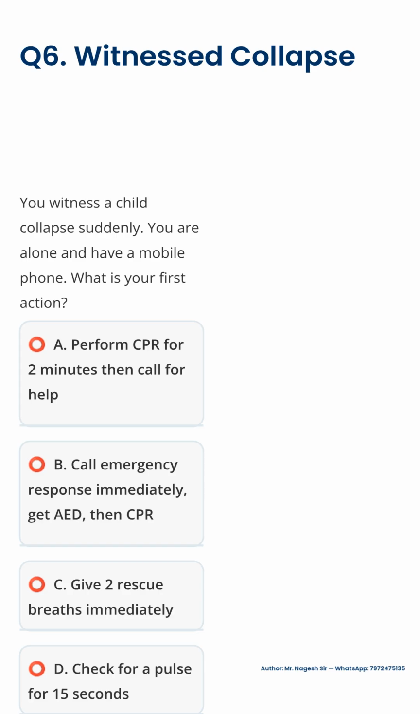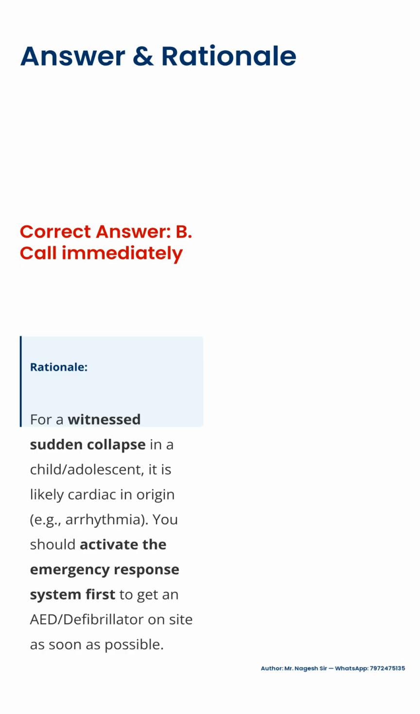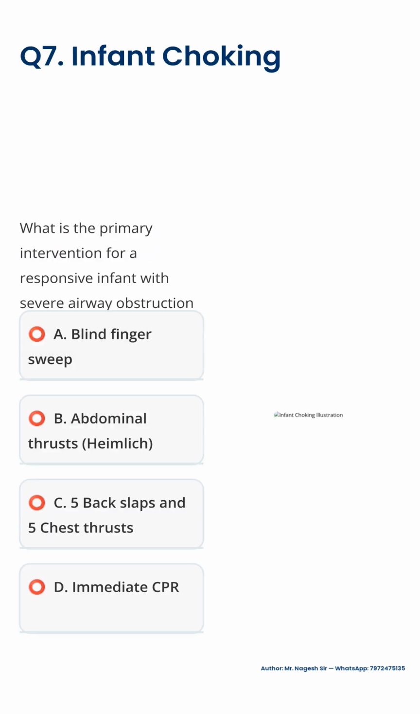Question 6. Witnessed collapse. If you witness a child collapse suddenly and you are alone with a mobile phone, what is your first action? The correct answer is B. Call emergency response immediately, get AED, then start CPR. For a witnessed sudden collapse, it is likely cardiac, so activating the emergency response system first is crucial to quickly get an AED.